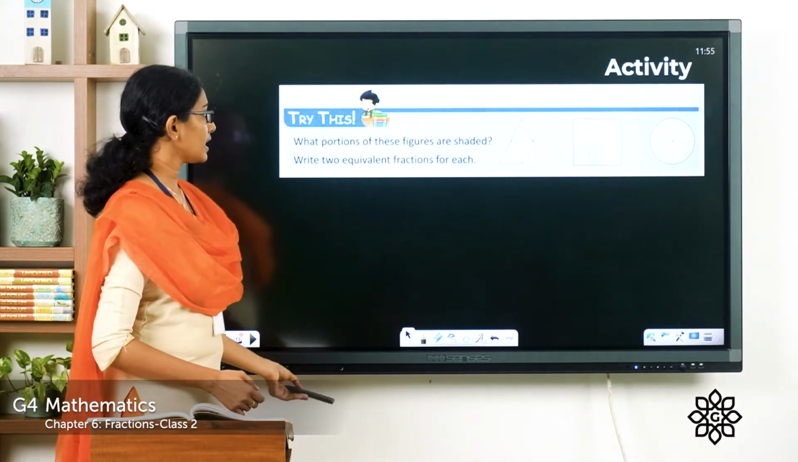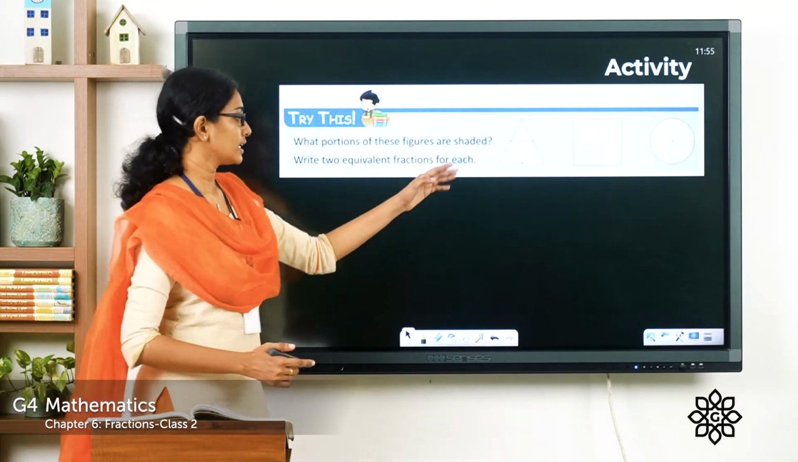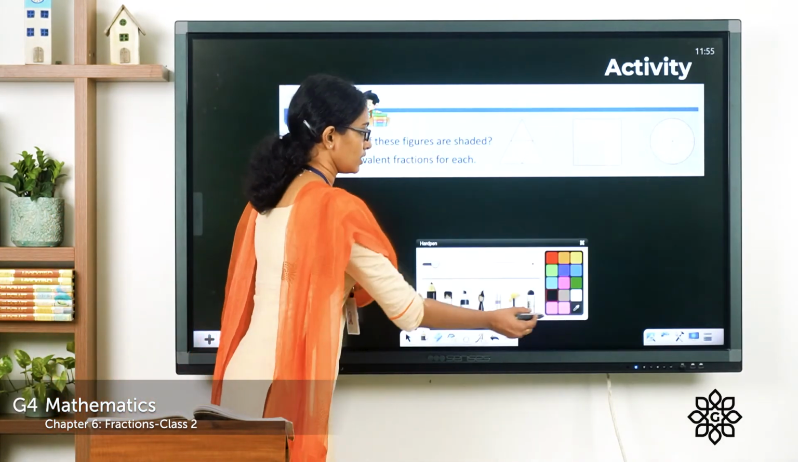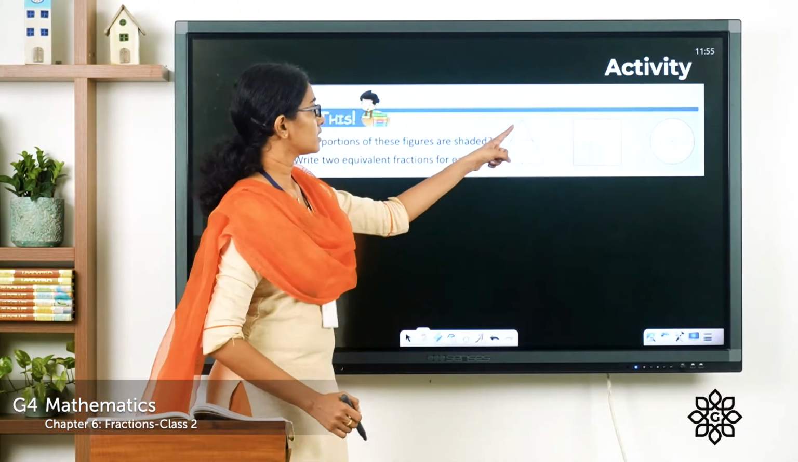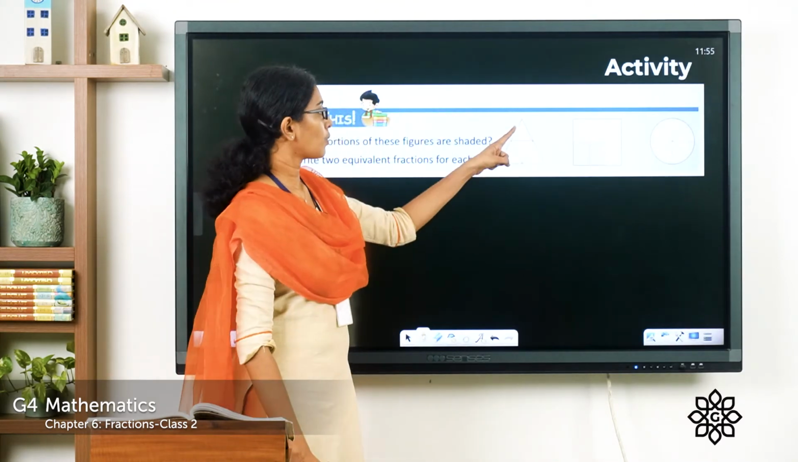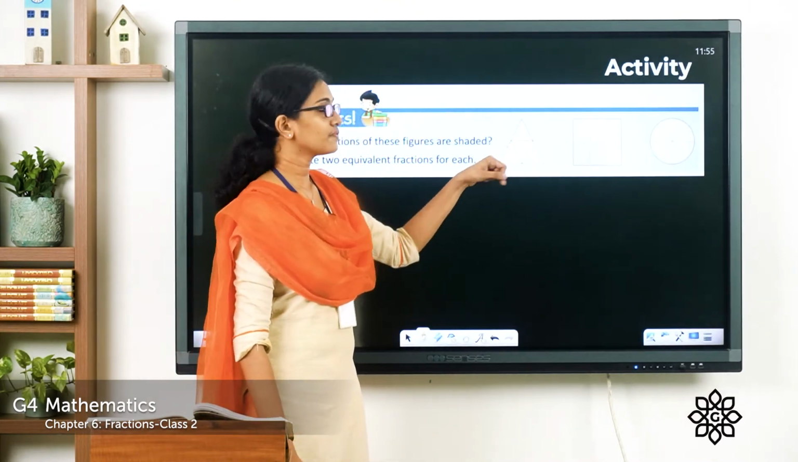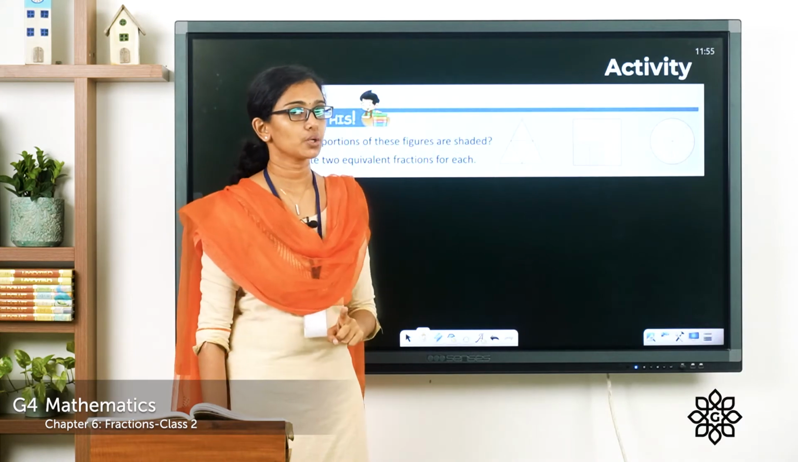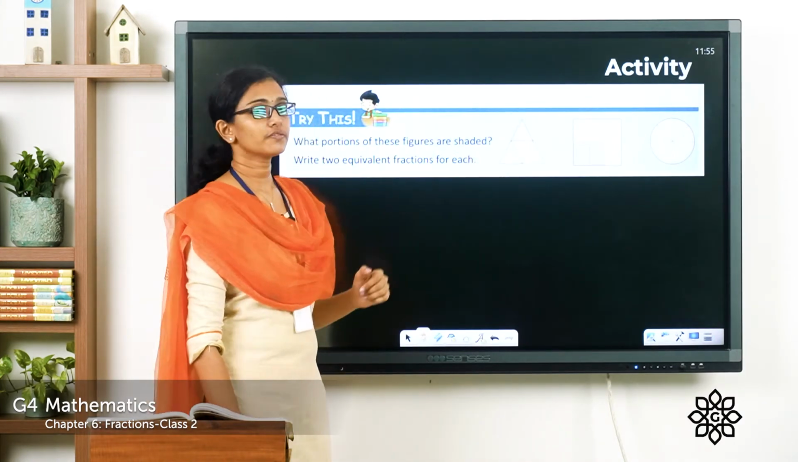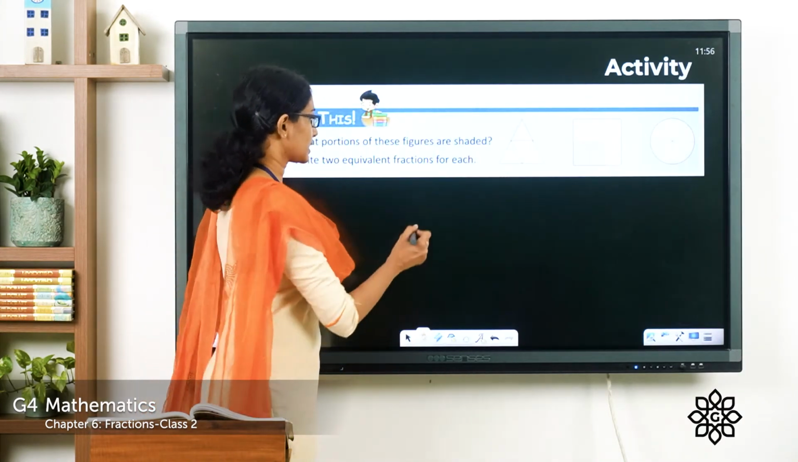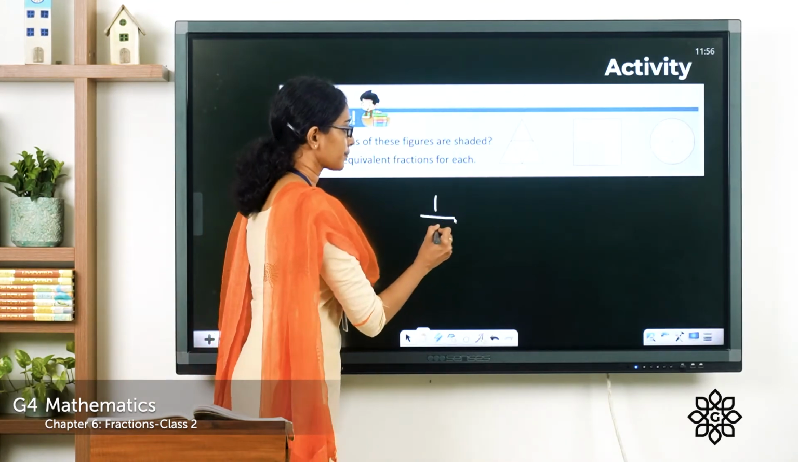So what is given there? You can see three figures there. Let's consider the first figure. Here, how many parts are there? 1, 2, 3, 4. There are 4 equal parts and one part of it is colored. So what is the fraction of the colored portion here? It is equal to 1 by 4.